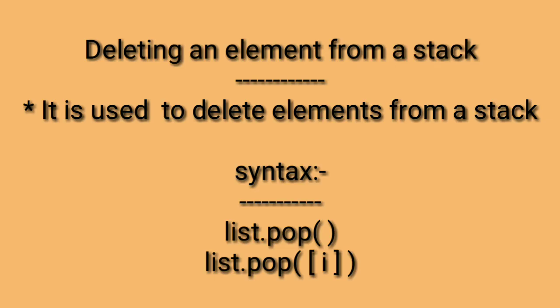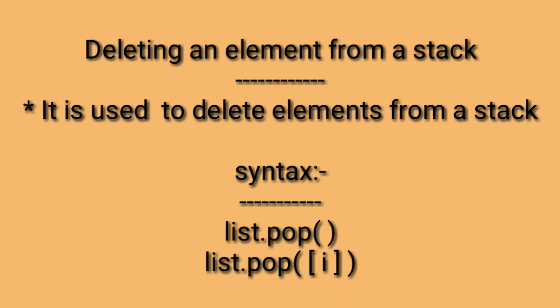Next we can discuss deleting an element from a stack. How to delete an element from a stack, or how to pop an element from a stack. Did you see here the syntax is given: list dot pop. Previously we gave list dot append for the push operation. Here for the pop operation, list dot pop, or list dot pop of I. What is its meaning? List dot pop of I means we are going to remove, delete, or pop element I from the stack.